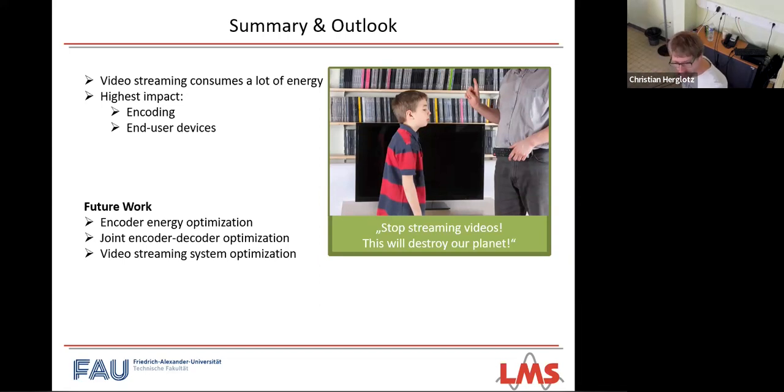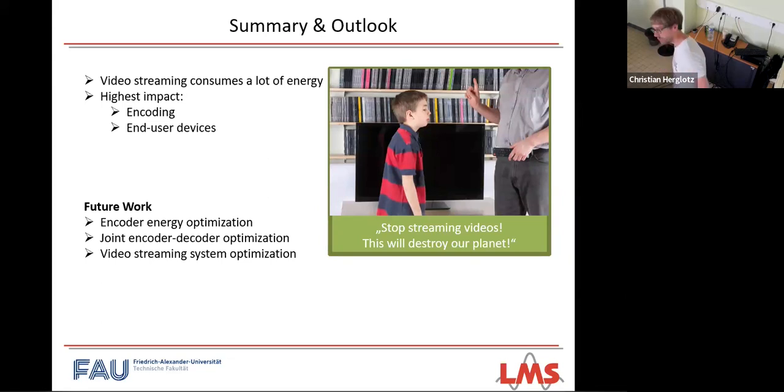And this ultimately leads to video streaming system optimization, which is, at the very beginning, a very interesting topic that I hope to be able to do research on. We're starting with it right now, but there's a lot of interest in this.